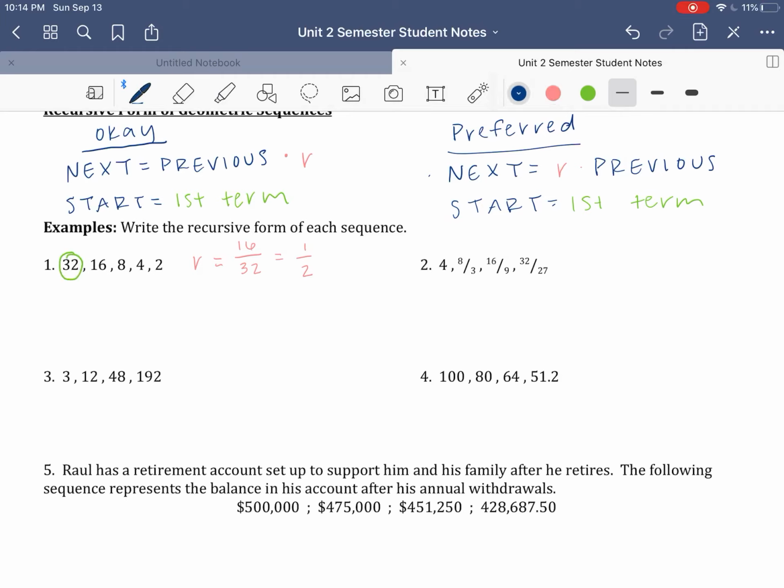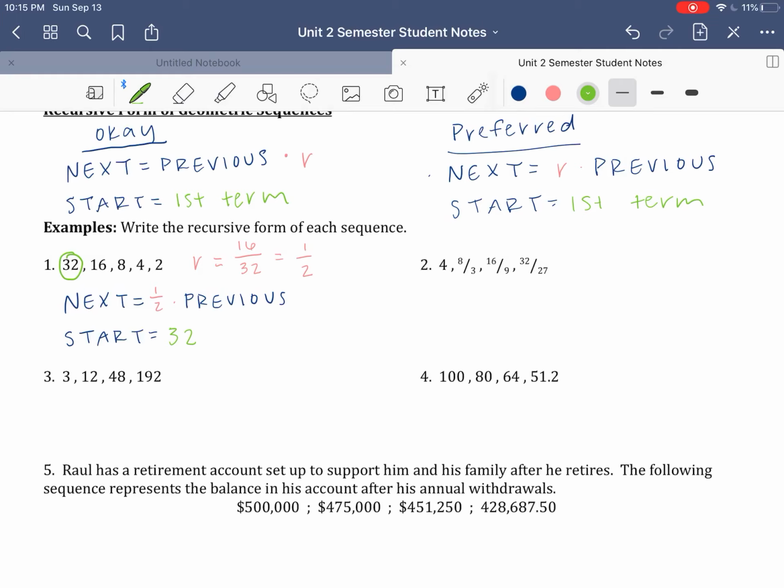So when we write this one up, we would write next equals 1/2 times the previous number, and we start at 32. So again, that's written specifically with multiplication, and it wouldn't be wrong to say previous divided by 2, but when we move to the next level of equations, you're going to want to have focused on multiplication here.